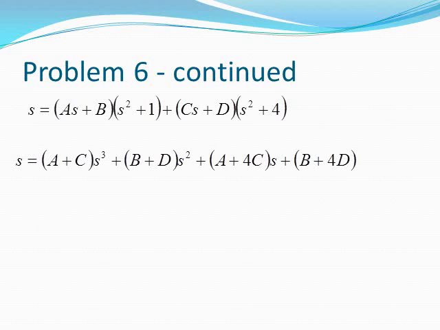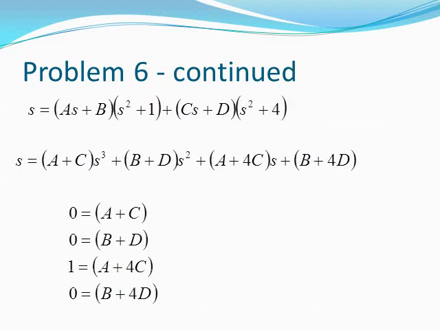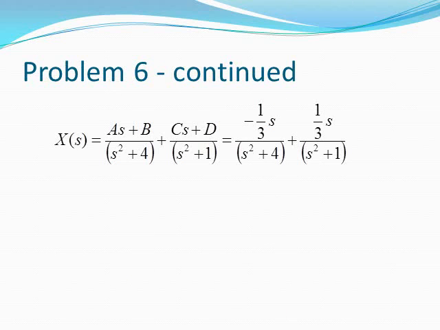Now I have to make the right-hand side equal to the left-hand side. To do this, the coefficient in front of s cubed has to be 0. The coefficient in front of s squared has to be 0. The coefficient in front of s has to be 1. And the constant coefficient has to be 0. If I do that, I have 4 equations and 4 unknowns. If you solve them, you will find that a equals minus 1/3, b equals 0, c equals 1/3, and d equals 0. Now I'm going to plug them back into my definition for the partial fractions, and I get this expression.